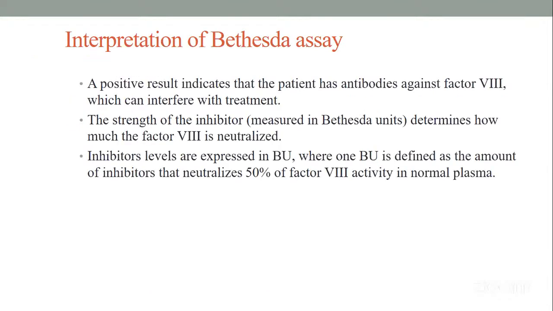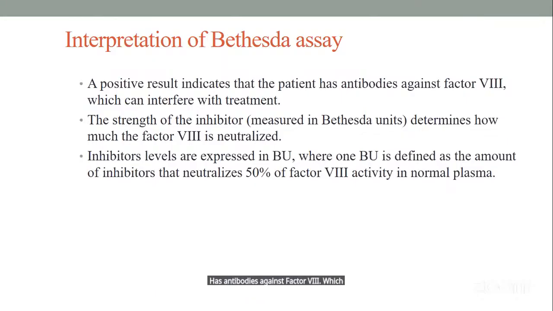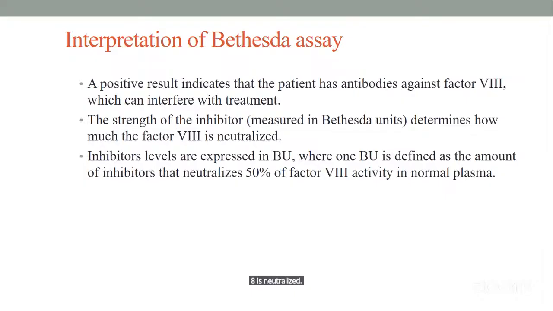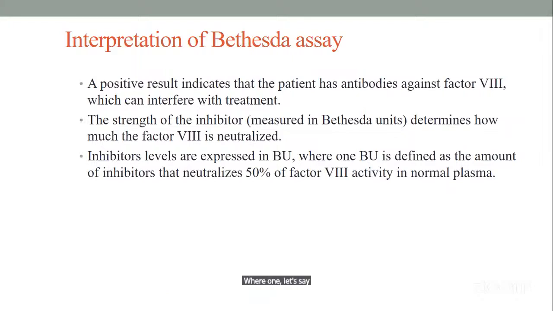An interpretation is as said. I've said this, but just to repeat, a positive result indicates that the patient has antibodies against factor 8, which can interfere with treatment. The strength of the factor measured in Bethesda units determines how much the factor 8 is neutralized. Inhibitor levels are expressed in BU, Bethesda units, where 1 Bethesda unit is defined as the amount of inhibitor that neutralizes 50% of factor 8 activity in normal plasma.